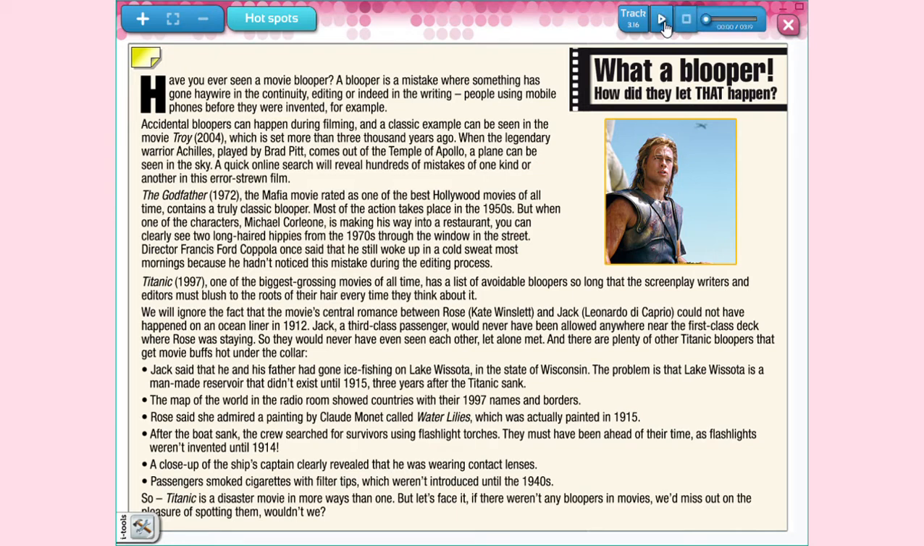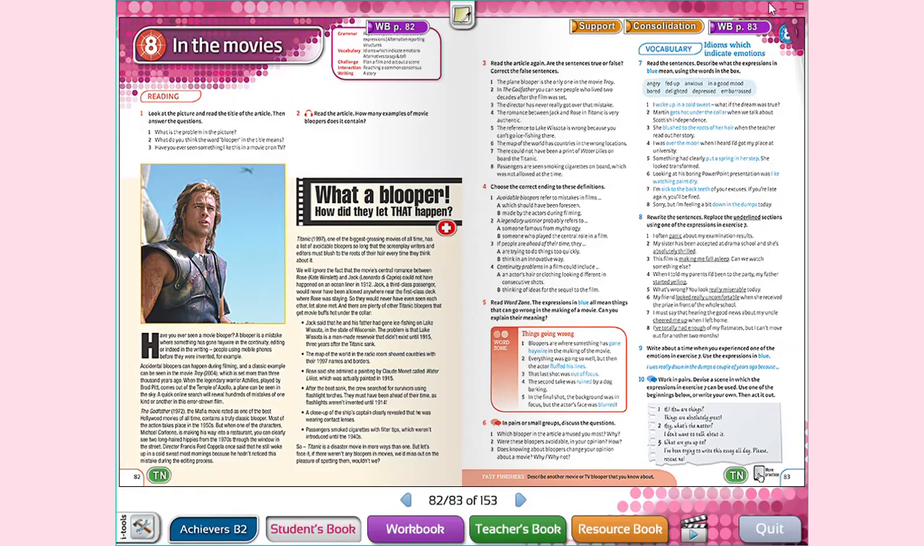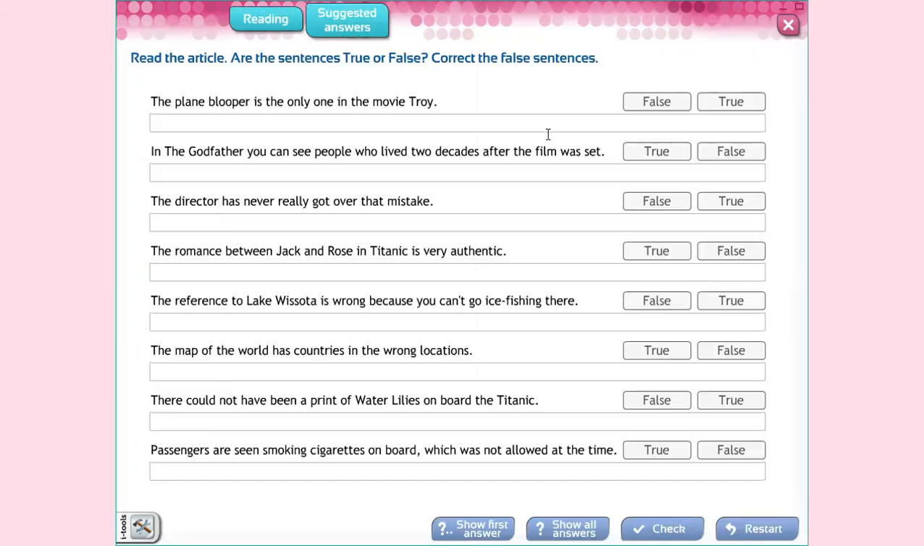Okay. This is very interesting. These are very interesting facts about famous movies. So let's continue with this exercise for comprehension. It says, read the article. Are these sentences true or false? Correct the false sentences, please.